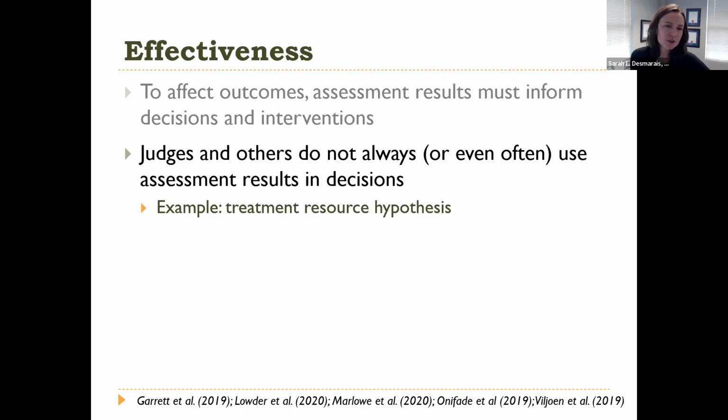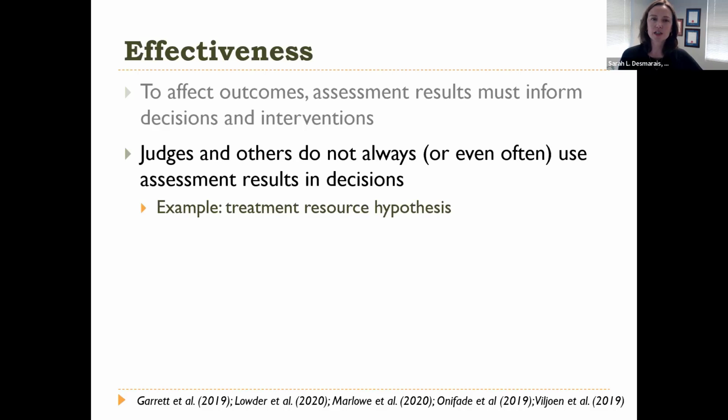So a lot of folks have been looking at this, and I think there's been some really interesting work with a group of judges in Virginia, in fact, by Brandon Garrett, who is a professor at Duke Law, and some of his colleagues, and they found that judges were ignoring risk assessment results, especially when they had concerns of where would this person go in the community.